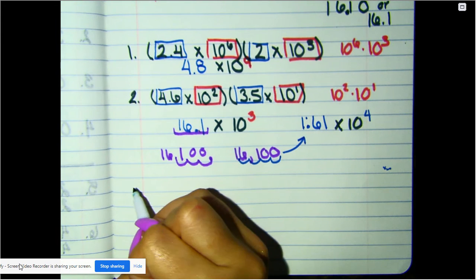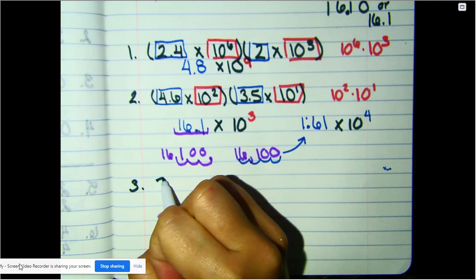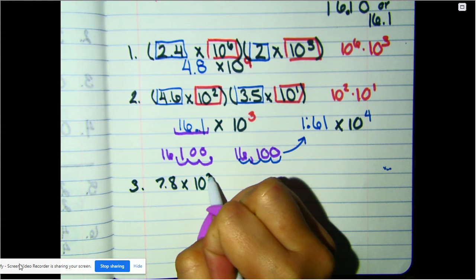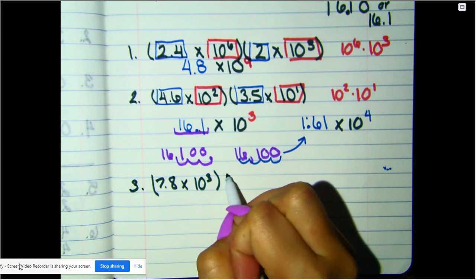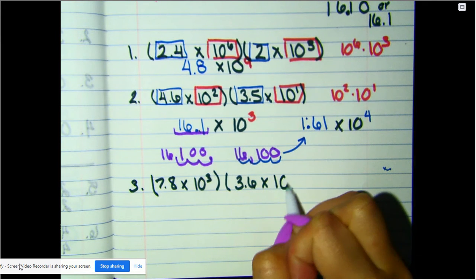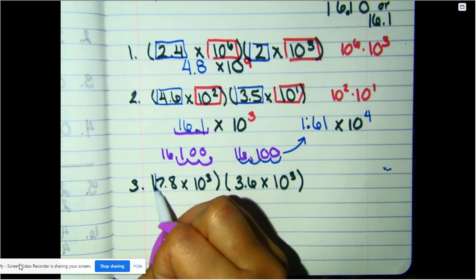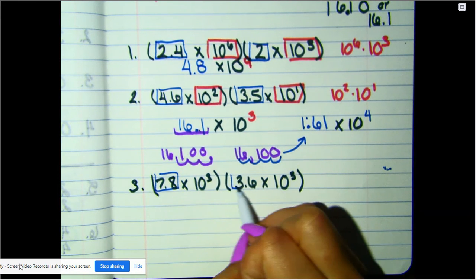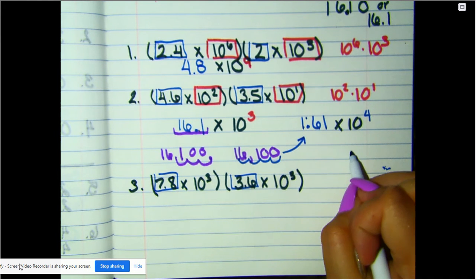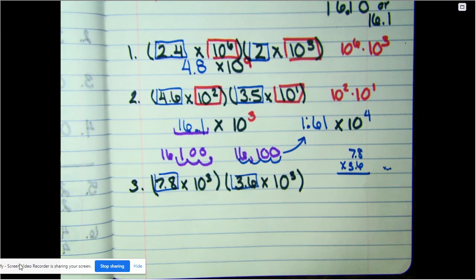Okay, so number 3. I have 7.8 times 10 to the 3rd power. And then I have 3.6 times 10 to the 3rd power. Okay, I'm going to multiply out my regular numbers. So 7.8 times 3.6. 6 times 8.